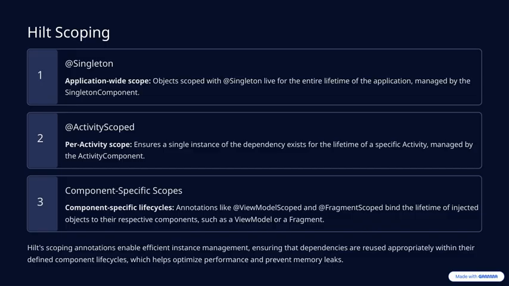The key takeaway here is that Hilt's scoping annotations enable us to manage instances efficiently. They make sure dependencies are reused appropriately within their defined lifecycles, which not only improves performance, but also helps prevent memory leaks by avoiding unnecessary object retention. Altogether, these scopes are a powerful tool in our dependency management arsenal, helping us build more robust and efficient apps.